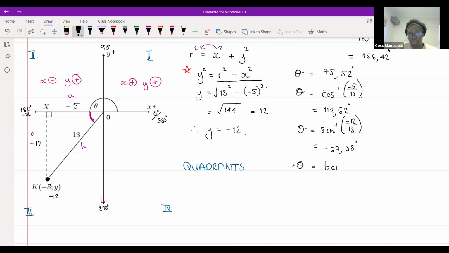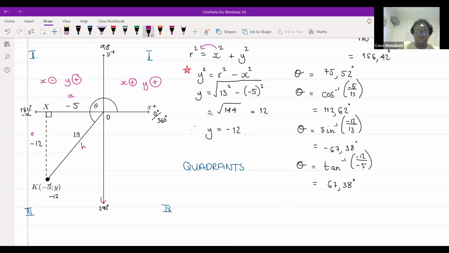Tseho's got that answer for me. Arctan of negative 12 over negative 5 is going to equal 67.38 degrees. Now, none of these answers are correct. Not a single one of them is correct. I'll explain.